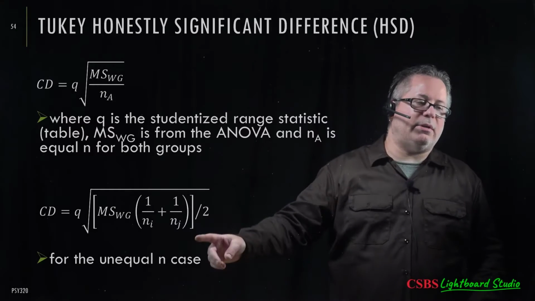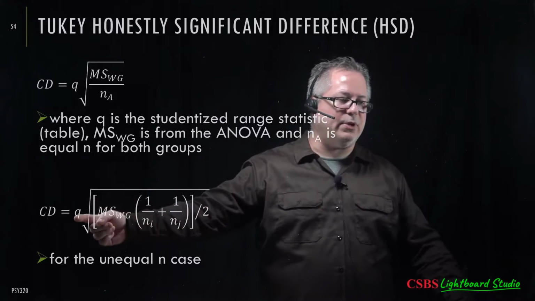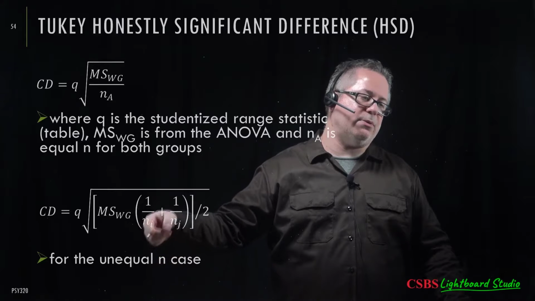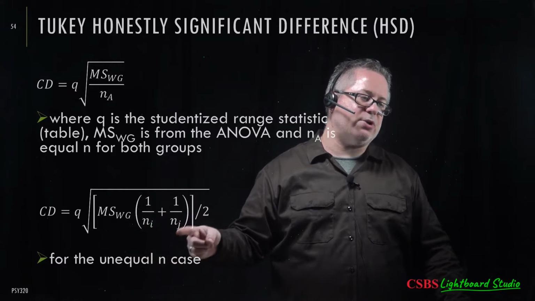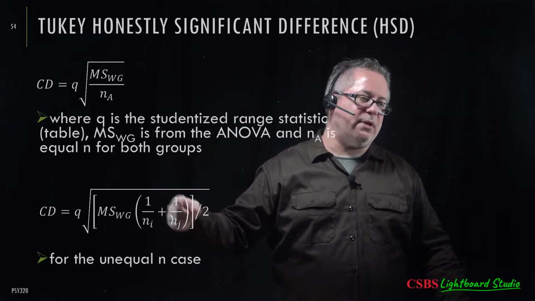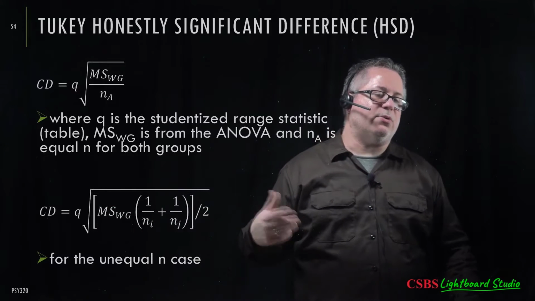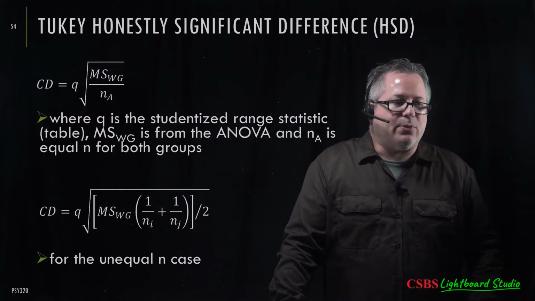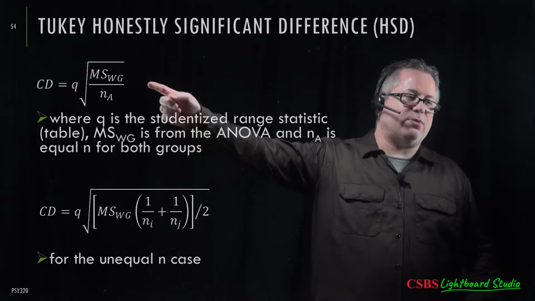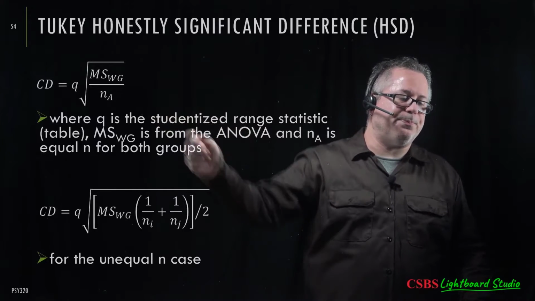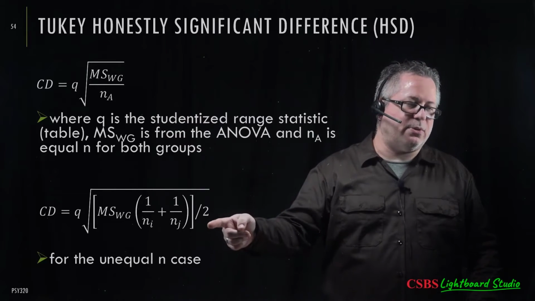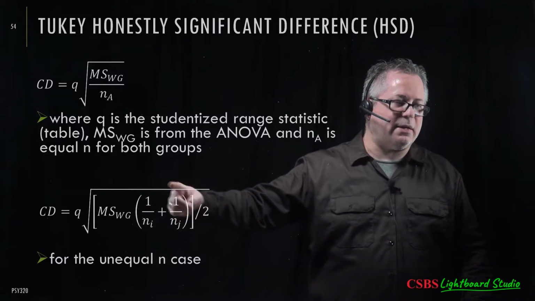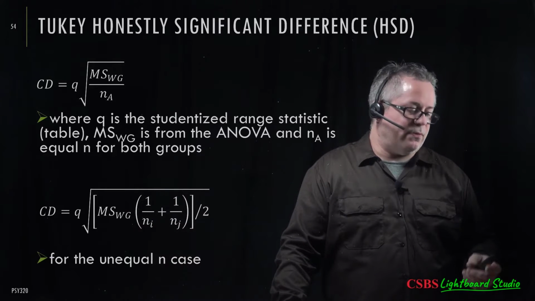If you have unequal n, then you can actually compute it this way. Same Q, same MS within groups. It's just now you're taking 1 over Ni, which is one of the groups, plus 1 over Nj, which is the other group, adding them together, and dividing the whole thing by 2. Just so you can do it for groups that have unequal n as well. For our example, we have equal n's, so we're going to stick with the version up here, which is a little bit easier anyway. But it's possible to do with unequal n using this version, where I think the part in the middle is called the harmonic n, or something like that.